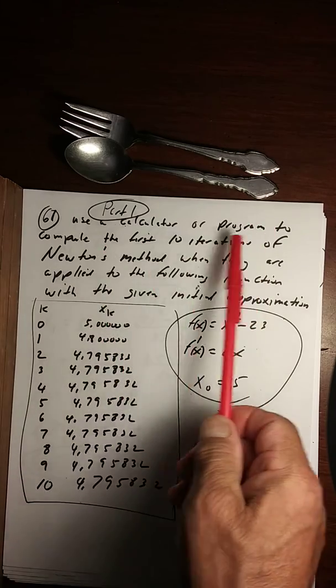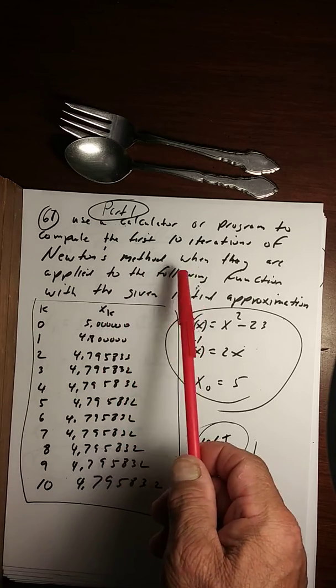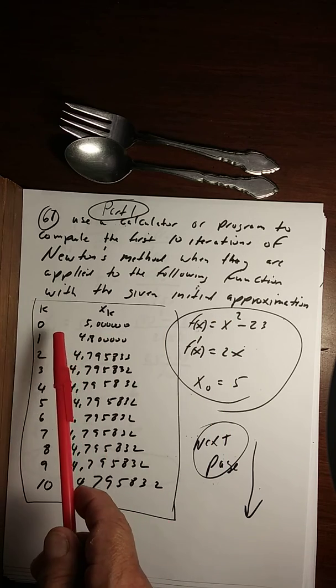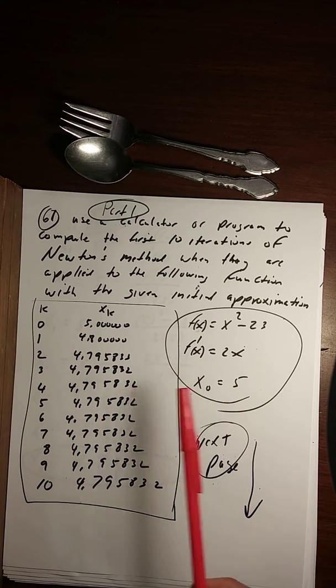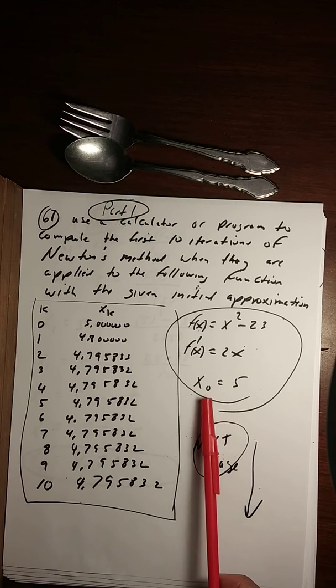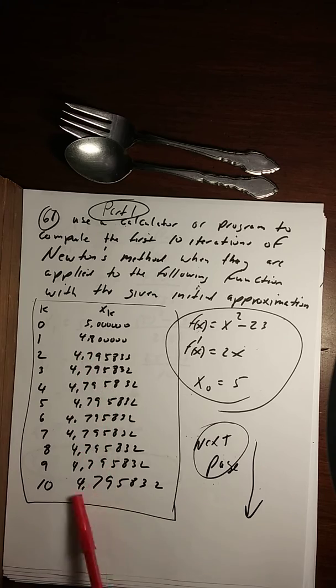Use a calculator or program to compute the first 10 iterations of Newton's method when applied to the following function with a given initial approximation. Alright, I'm going to start here. There's the original function, x squared minus 23, the derivative is 2x, and we're going to start with x0 equals 5. On the next page we're going to calculate all these numbers.